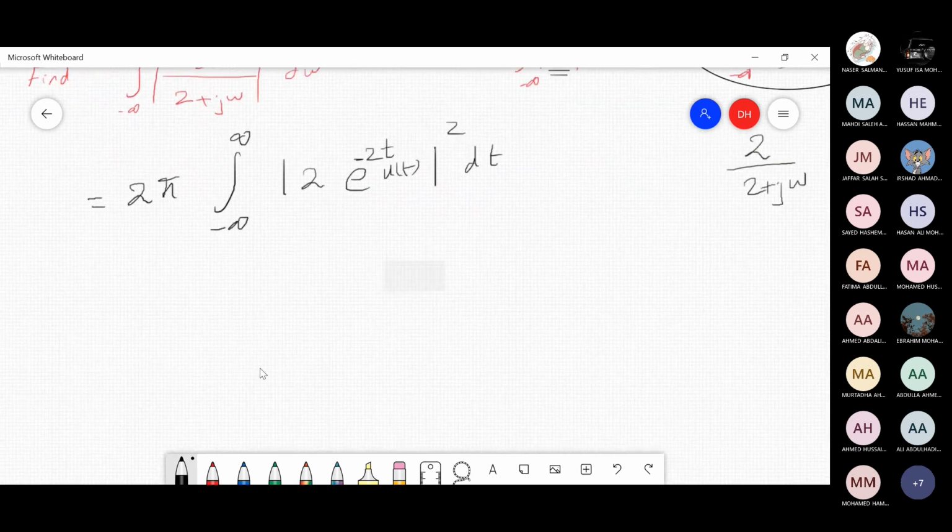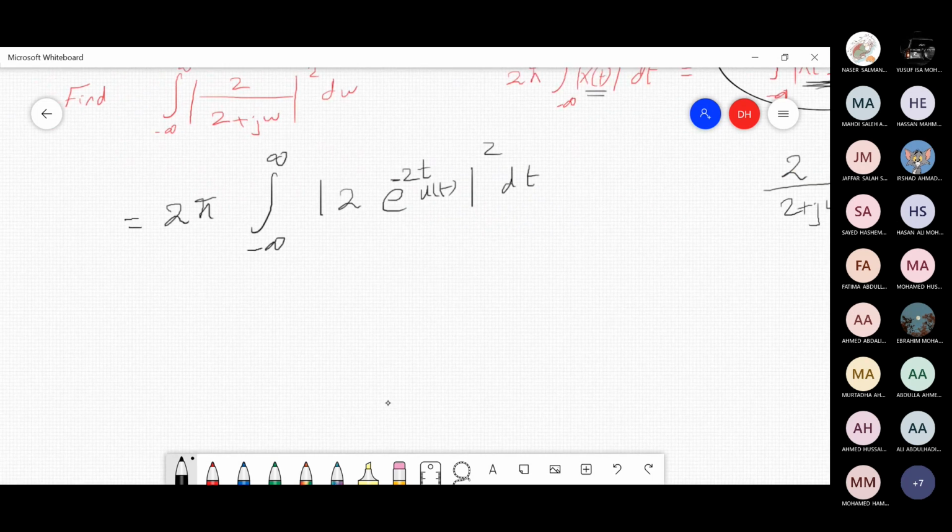Now it is just mathematics. So it's equal to 2 squared is 4 multiplied by 2, it is 8. Integration. Here we have e to the power of minus 2 squared, so that it becomes e to the power of minus 4t. And u of t means that it is valid for t greater than 0, so I can put it from 0 to infinity and remove u of t. So it is dt.